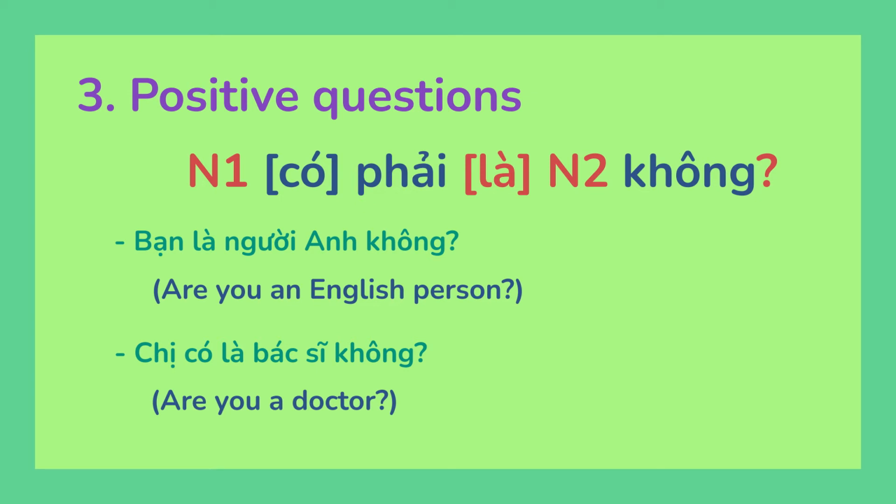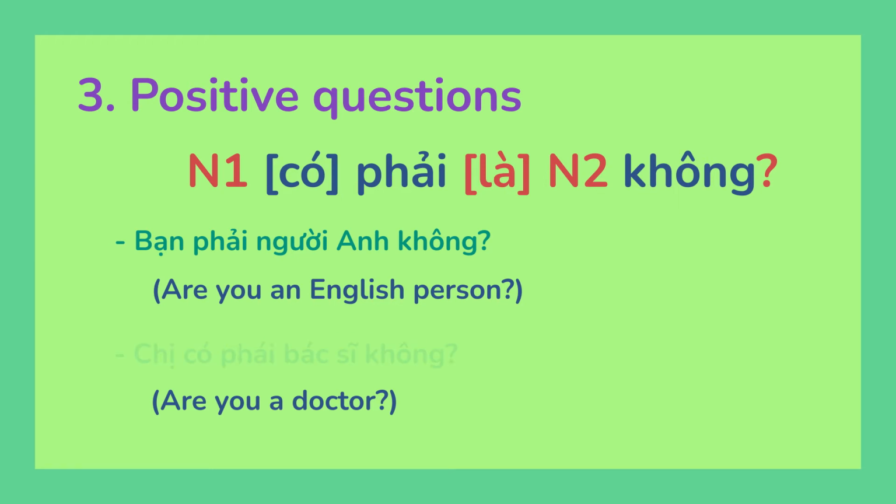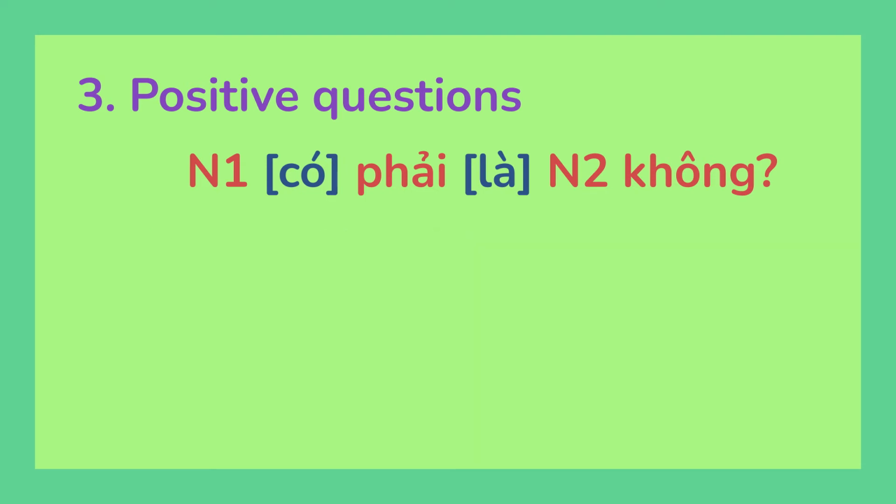So the right questions must be: bạn phải người Anh không? Chị có phải bác sĩ không? The word có in this case makes the sentence sound formal, like you need the answer to solve a problem. The word là is also optional. It makes the question sound polite, so there are up to 4 combinations so far.